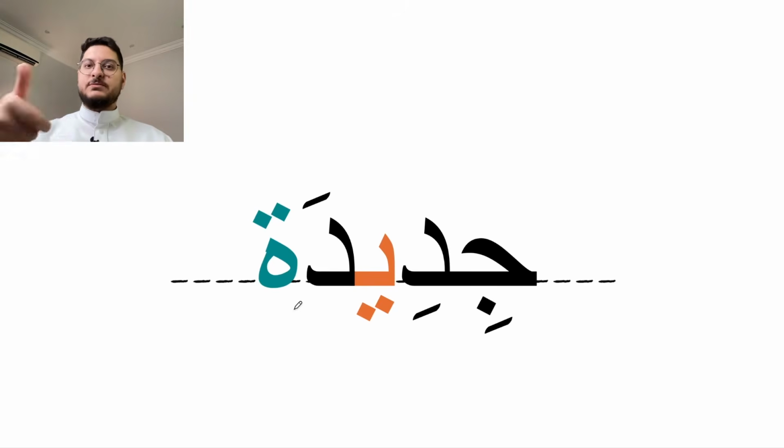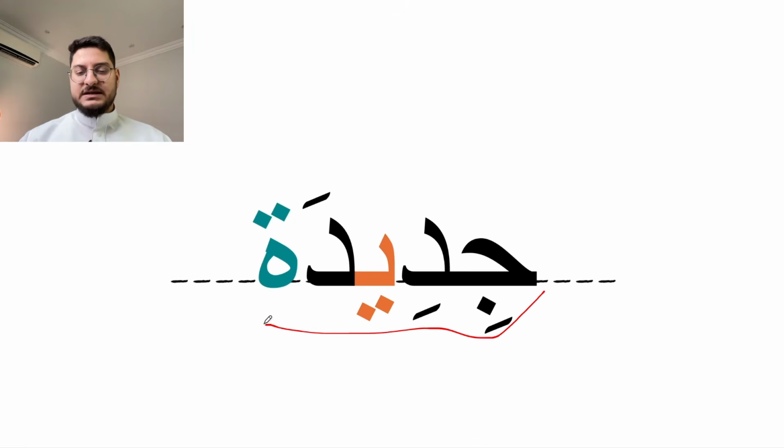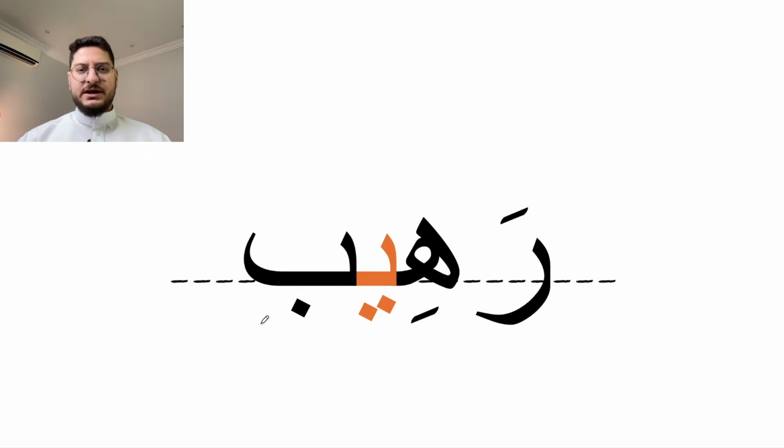So adding a ta marbuta to a word makes this word feminine. So this word is jadida, basically the same as jadid, only with the ta marbuta at the end. Jadida, and jadida means new, but we use it with feminine nouns. We will see that in some sentences in a second, but now let's look at another example.